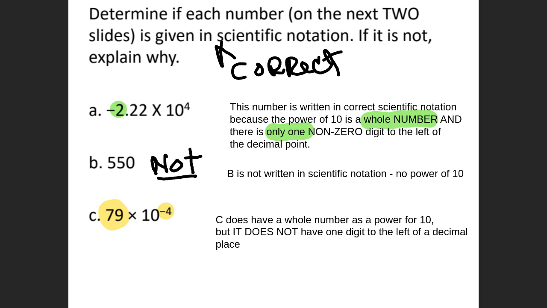It does not have one digit to the left of a decimal place. We have 79. The decimal is behind the 9. That's 2 digits. No, scientific notation not written correctly. Now, are there any questions with these 3?